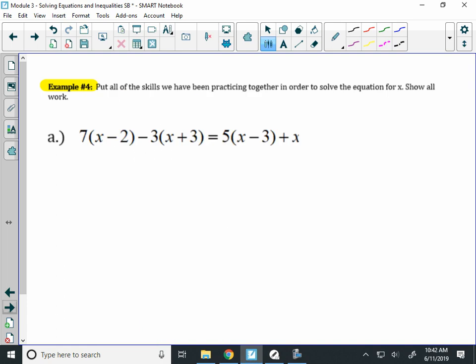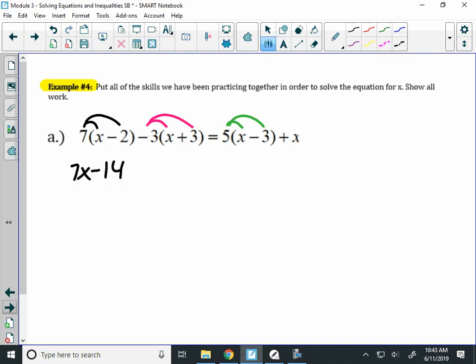All right, flip to the back, example 4. Let's put everything together, distributing x on both sides. This problem looks a little bit yucky, but it's really not going to be that bad. Start by distributing. I'm going to distribute everything in a different color so we can see. Okay, so the first one, 7x minus 14.